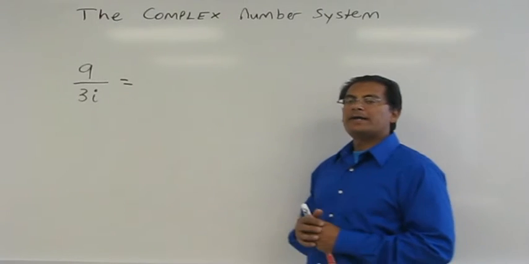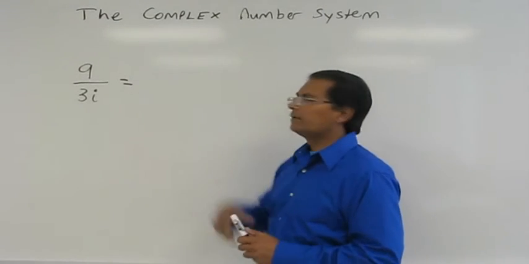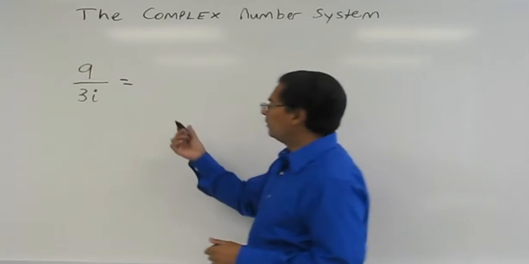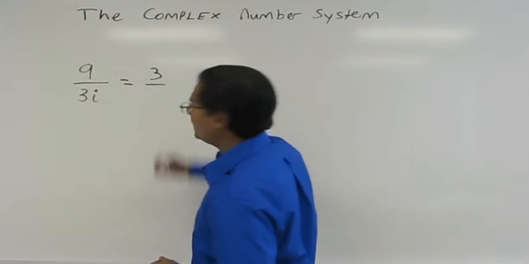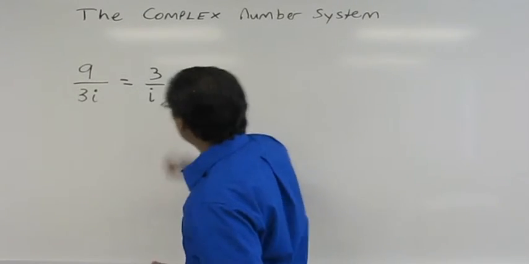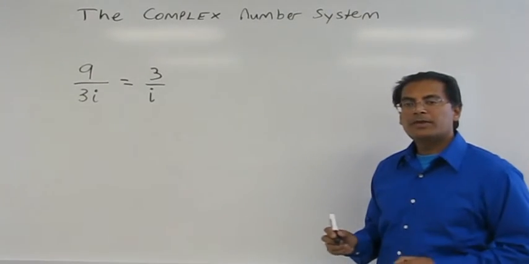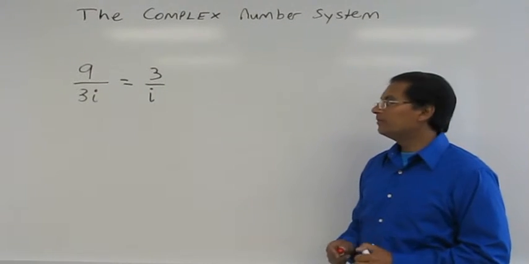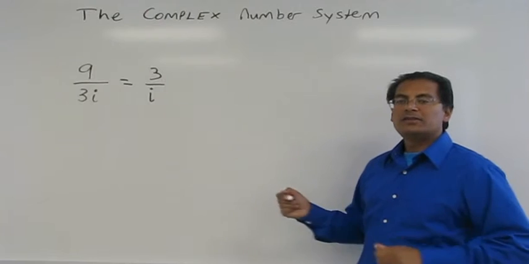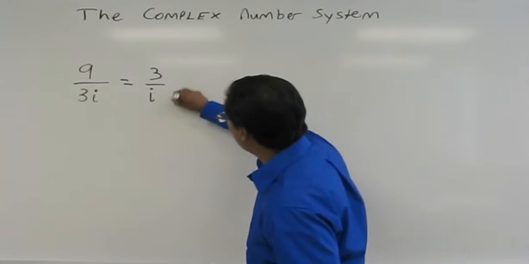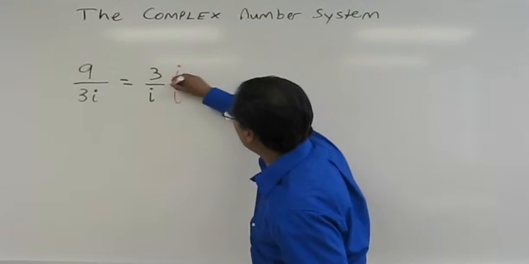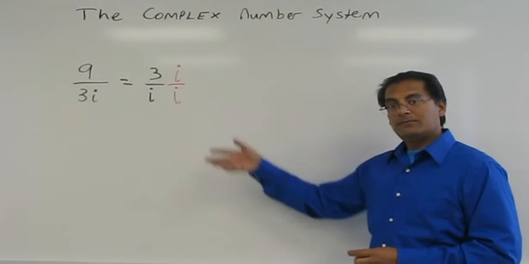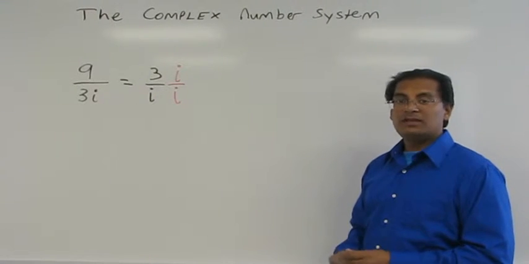Suppose you're dividing by a complex number. Here we have 9 divided by 3i. Well, we know 9 divided by 3 is 3, so we can write this as 3, but the i still remains in the bottom. And we're not used to writing complex numbers with the i in the denominator. So we can do something similar to what we did with rationalizing the denominator. We multiply the bottom and the top by i. So i over i, same thing, is 1. So we haven't changed anything.